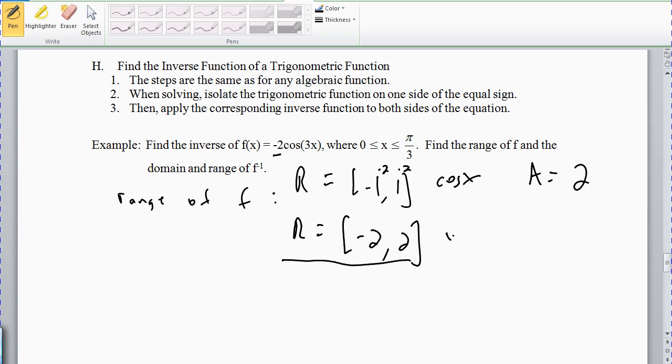So this is the range of y equals negative 2 cosine 3x. The 3 does not affect the range, it only affects the domain, which is where this 3 came from. For example, for cosine the domain would have been 0 to pi when we restrict it. To get rid of this 3, you divide by 3, and 0 divided by 3 is 0, and pi divided by 3 is pi thirds. That's where that actually came from.